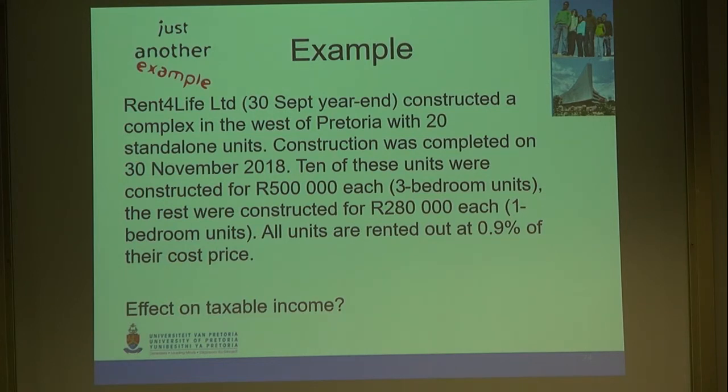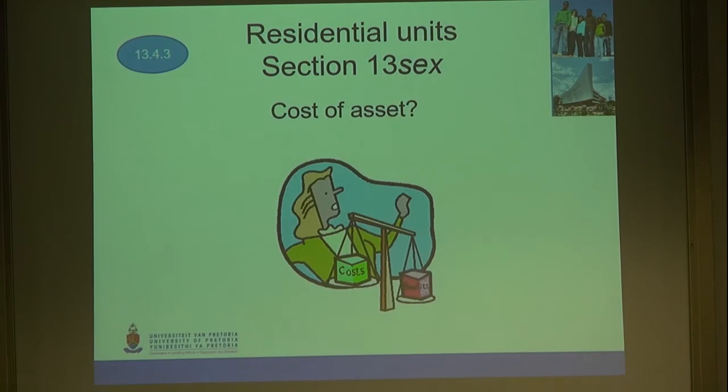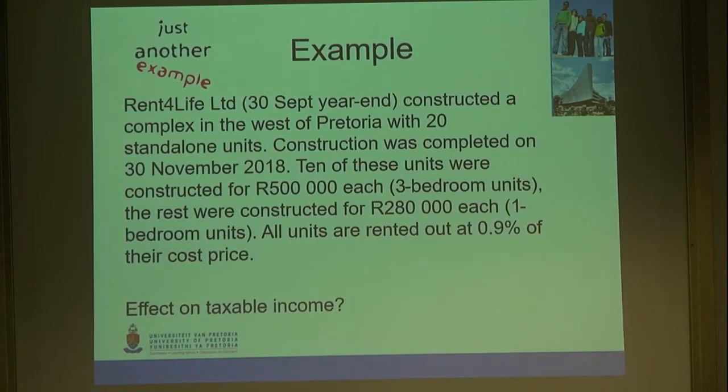20 standalone units. Okay, let's just quickly go back here. Standalone units, when are they low cost? When they are less than or equal to 300,000 Rand. Okay, we would definitely not have a housing problem if that's what houses cost. Okay, 20 units. Right, so are we meeting the requirements? Yes, more than 5 units, definitely.